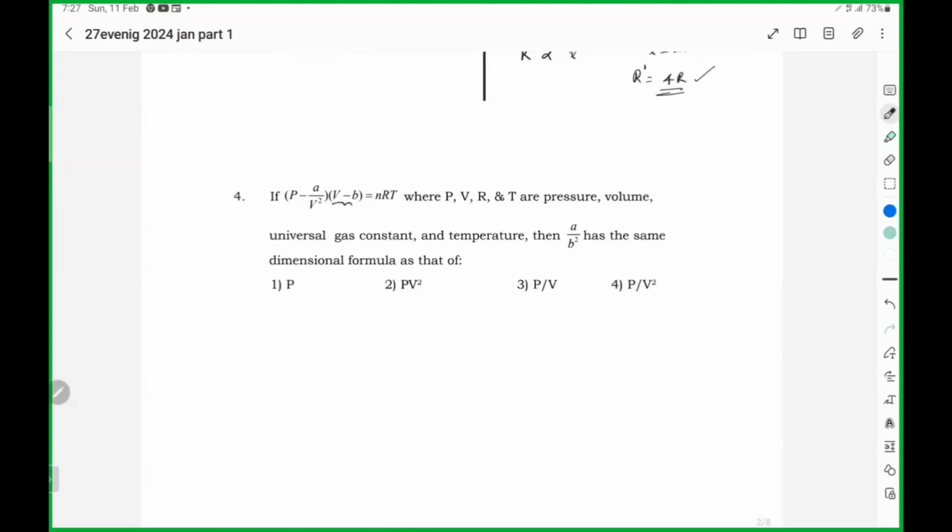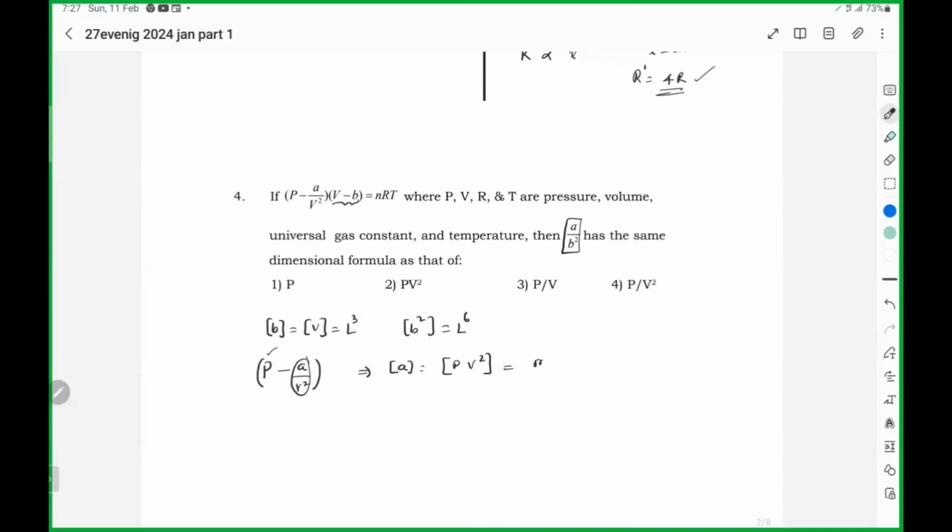Here it is. From volume, only volume can be subtracted. That means the dimensional formula for B is the same as the dimensional formula of V, which is L cube. In this problem, finally, we have to find the dimensions of A by B square. I got the dimensions of B square as L power 6. So the pressure dimensions and the dimensions of A by B square must be the same. So the dimension of A is the same as the dimension of PV square.